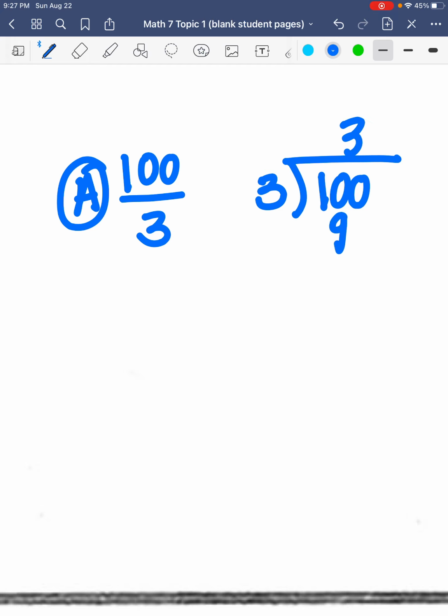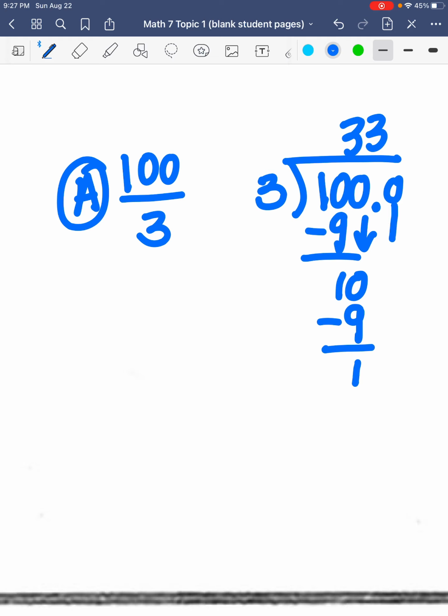3 times 3 is 9. I subtract and I get a 1. And I bring down that 0. 3 goes into 10 3 times. 3 times 3 is 9. I subtract that. I get a 1. And I'm going to add a decimal and a 0 and bring that down.